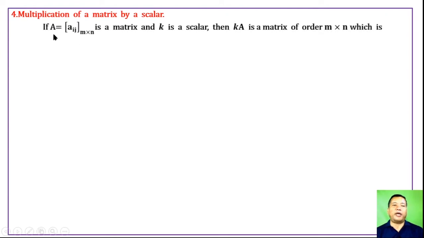Let A equal to Aij, order is M by N, be a matrix and small k is a scalar, then kA is a matrix of order M by N which is obtained by multiplying each element of A by the scalar k.